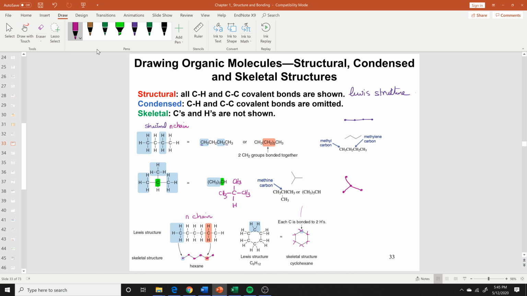To represent the skeletal structure, all you need to do is count the carbons and simply draw them as dots and connect them. So I have 3 carbons and then I have 3 carbons at the bottom. And then connect these carbons together. Okay, here you go. Connect these carbons together and you're going to end up having your cycle.